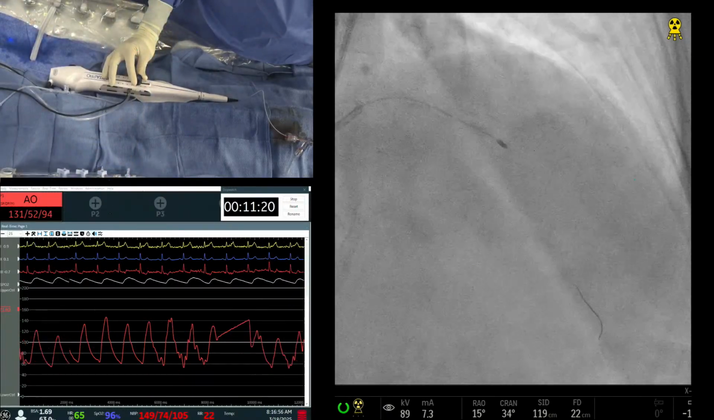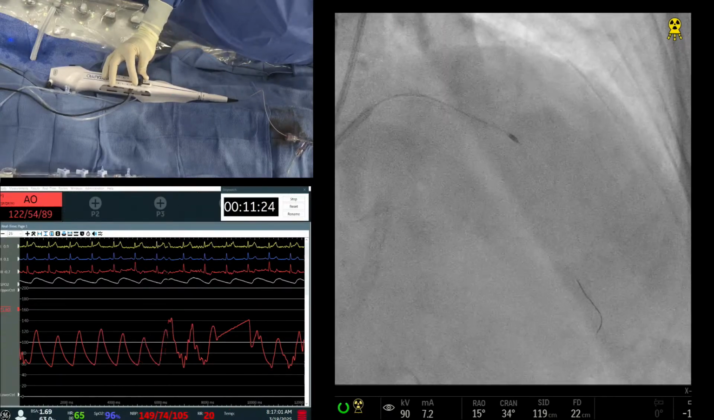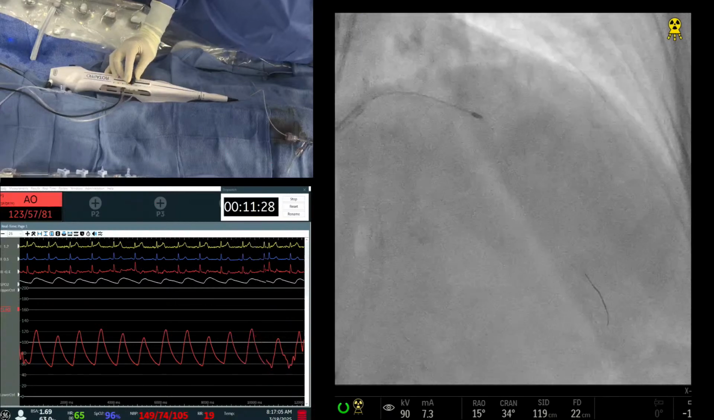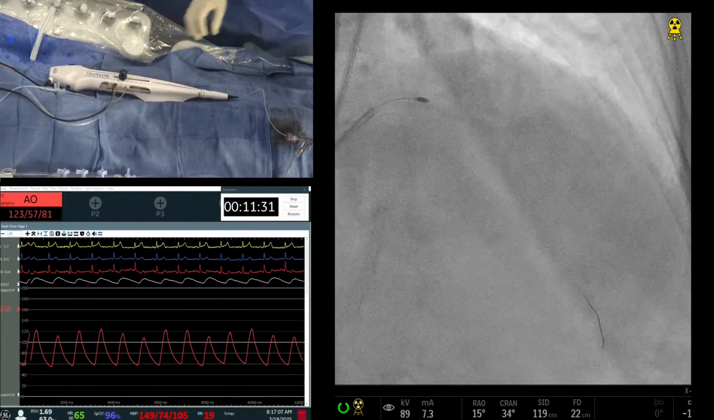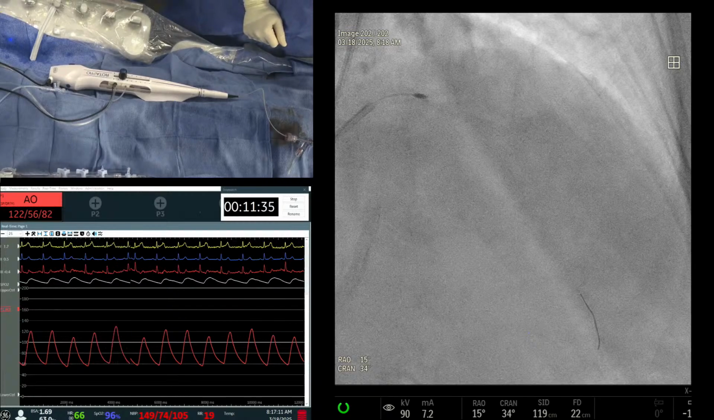I think it will come out. No, it didn't come out. We've done the majority of it. I think there's nothing wrong in coming out because we're seeing some EKG changes, a little bit.